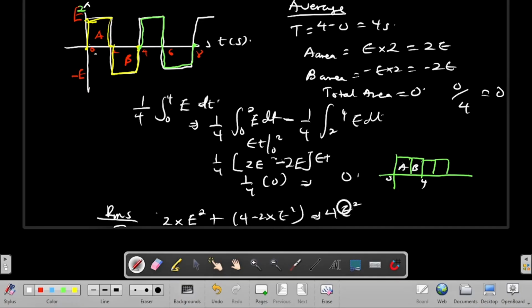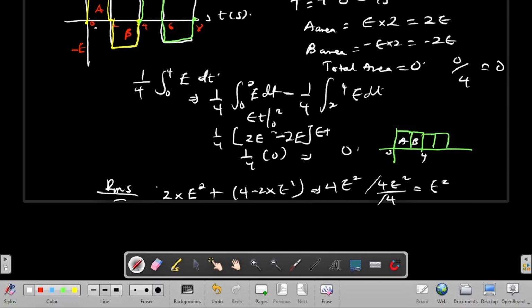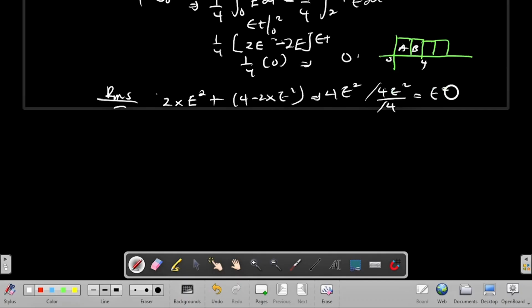Then the rule says that after finding the area of the squared cycle, we divide this by the period. So we get 4E squared over the period 4. 4 cancels 4 and I get E squared. But we are not done. The next thing is to find the square root of our answer. So the square root of E squared is simply equal to E. Therefore, our RMS value is simply equal to E.